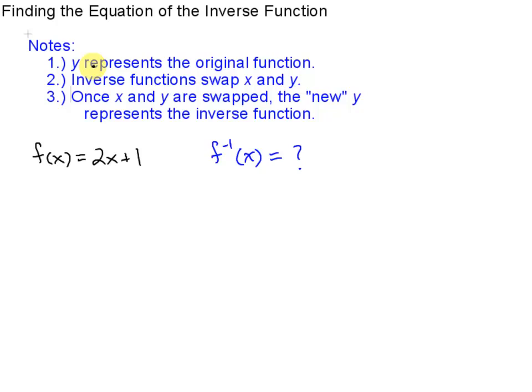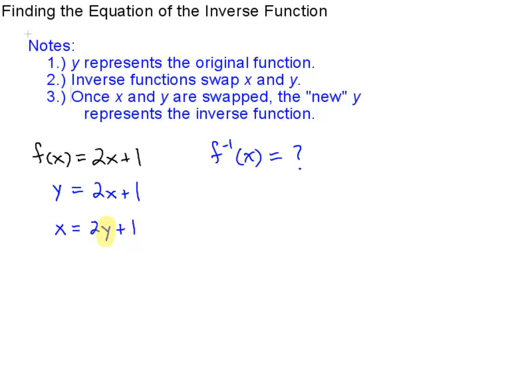Well, we use the basic ideas we talked about with inverse functions. Y represents the original function, so I could rewrite this equation as y equals 2x plus 1. But inverse functions swap the input and output, or the x and y, so let's go ahead and swap the x with the y. Replace every y with x, every x with y. The idea is now y, this new y, represents the inverse function. So if we solve for it, we're actually determining the equation for the inverse function.